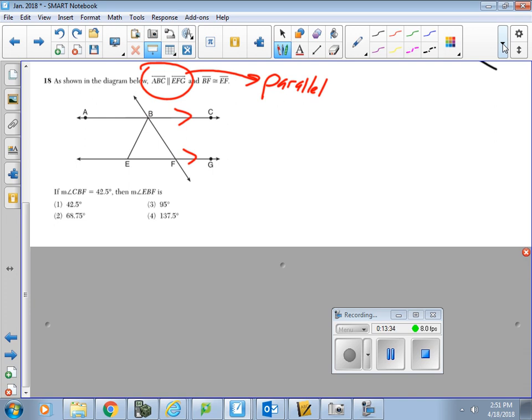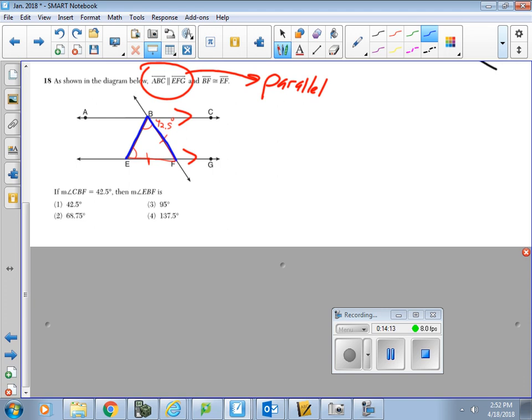Then it also says BF is congruent to EF. So that means that this triangle in here is actually an isosceles triangle. And the base angles, the ones that are congruent, are down here because they're opposite from the sides that are congruent. So keep that in mind. Now, it says if angle CBF is 42.5. So let's label that. CBF is 42.5 degrees. And we're looking for EBF. So EBF is going to be right here.